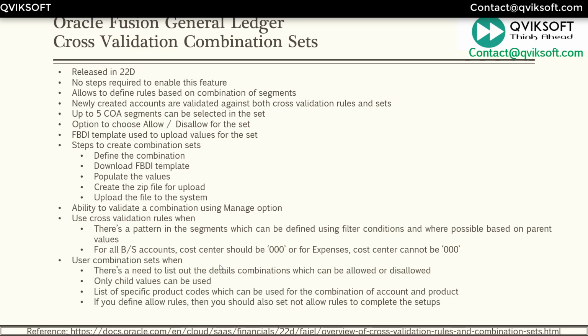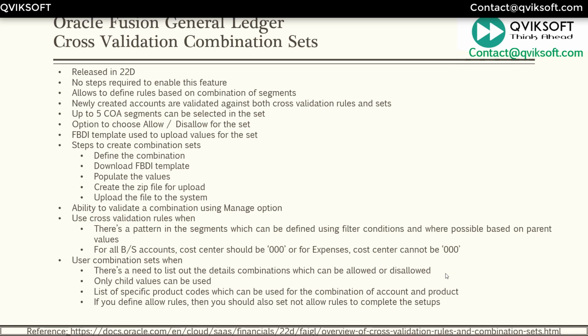Whereas when it comes to combination sets, I should define a combination set when there's a need to list out detailed combinations which can be allowed or disallowed. For example, I can say when entity is 1, 2, 3, product should be A, B, C. Something like that, where I'm trying to give details.